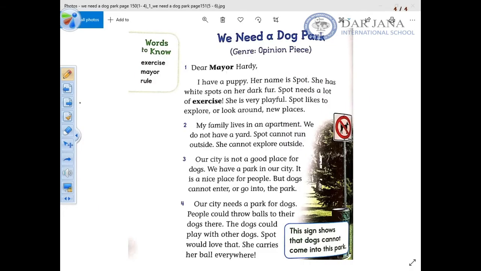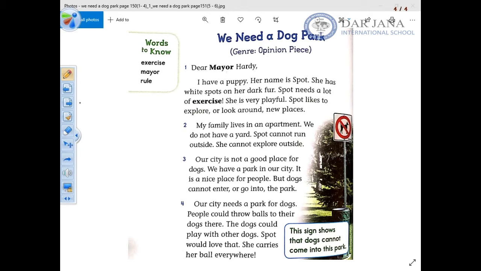Good morning, everyone. Okay, today we're going to start reading our new text, which is called We Need a Dog Park. Okay, if you remember the genre, it's called an opinion piece. Do you remember what the opinion piece means? An opinion piece is when the author writes something trying to convince the reader that his thought or his idea is correct. Okay, so let's start.